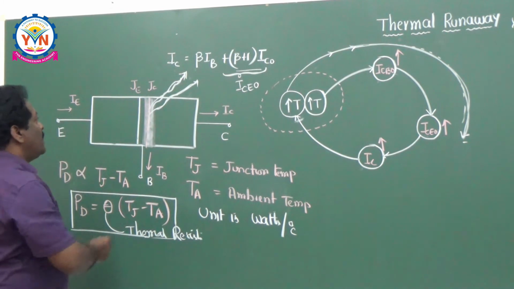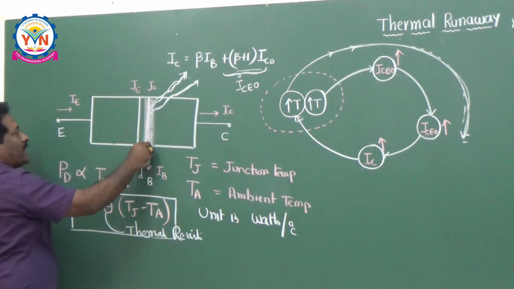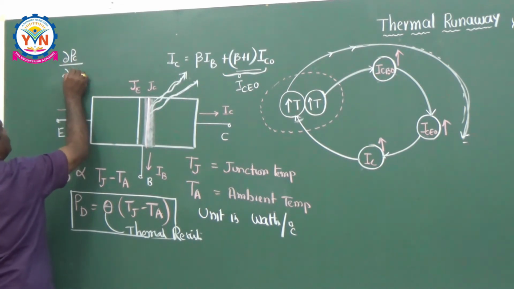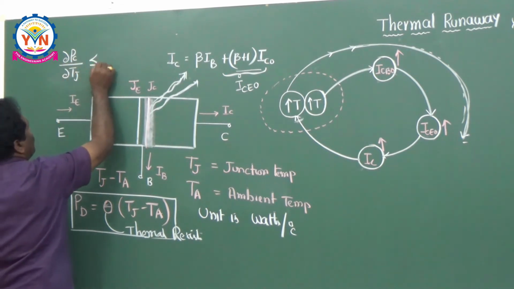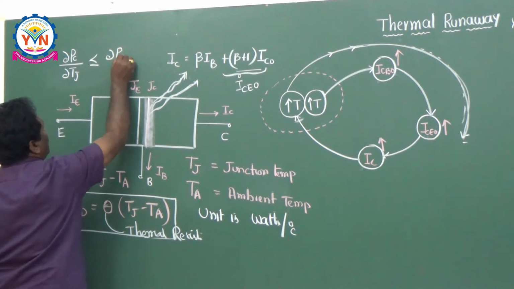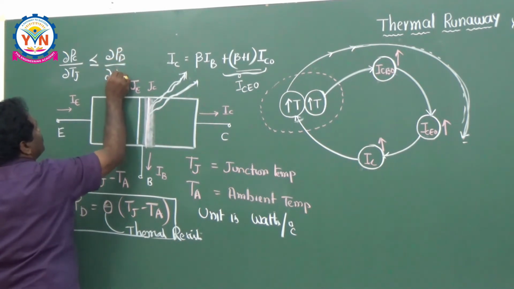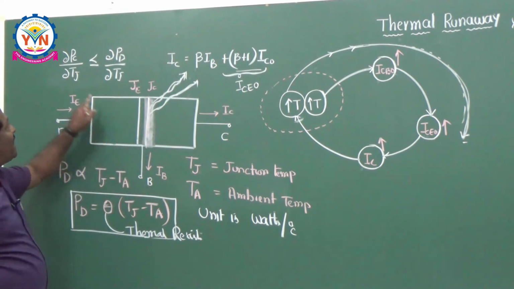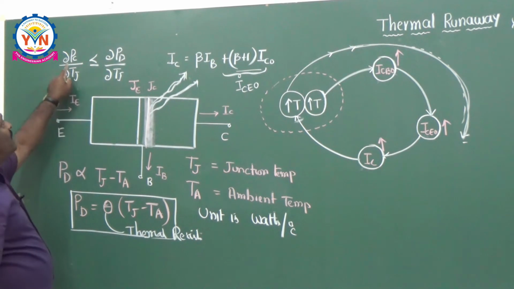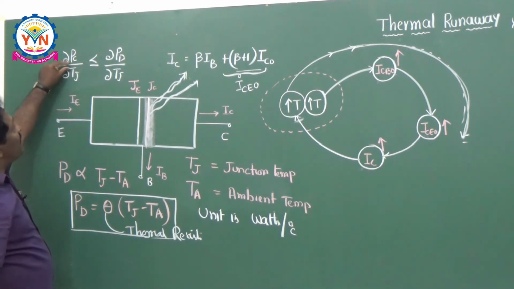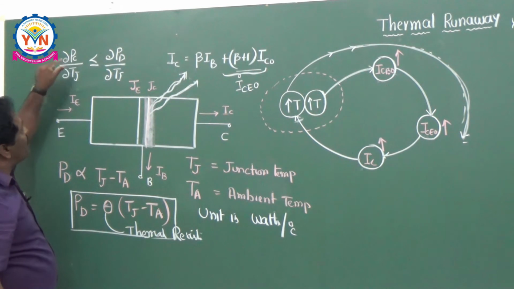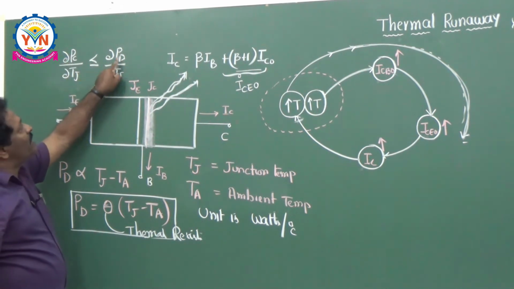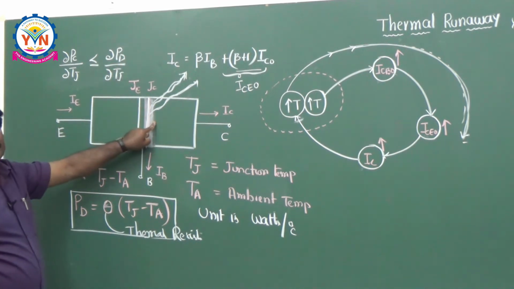So you can say that at the collector junction, ∂Pc/∂Tc must be less than or equal to ∂Pd/∂Tc. That means at the junction, you have to satisfy this condition. This is nothing but the power that is generated in the collector. The rate of power that is generated in the collector must be less than or equal to the rate of power dissipation at this collector junction.